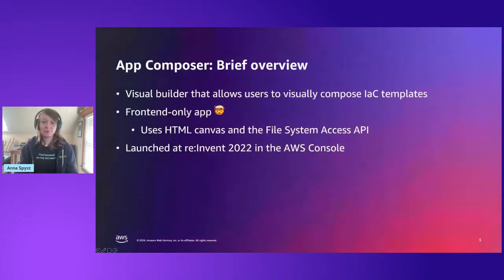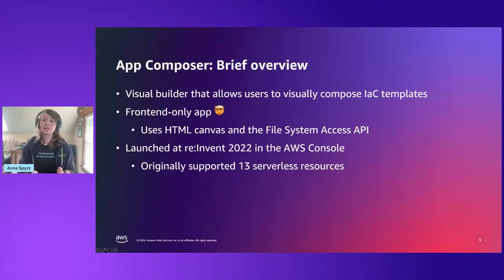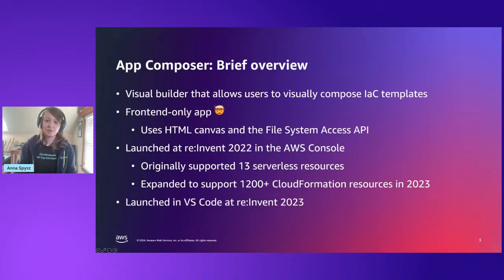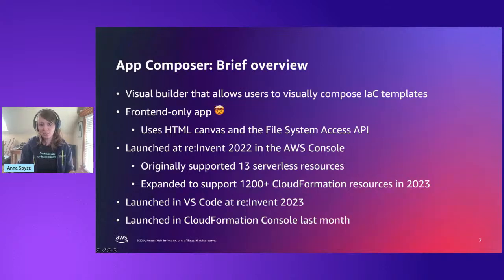We launched at reInvent 2022 in the AWS console. And when we launched, we were specifically geared towards serverless. So we originally supported only 13 serverless resources in our initial preview. But then in 2023, we expanded to support all 1,200 plus CloudFormation resources. And then at last year's reInvent, we launched in the AWS Toolkit extension for VS Code. And finally, last month, we also launched in the CloudFormation console.